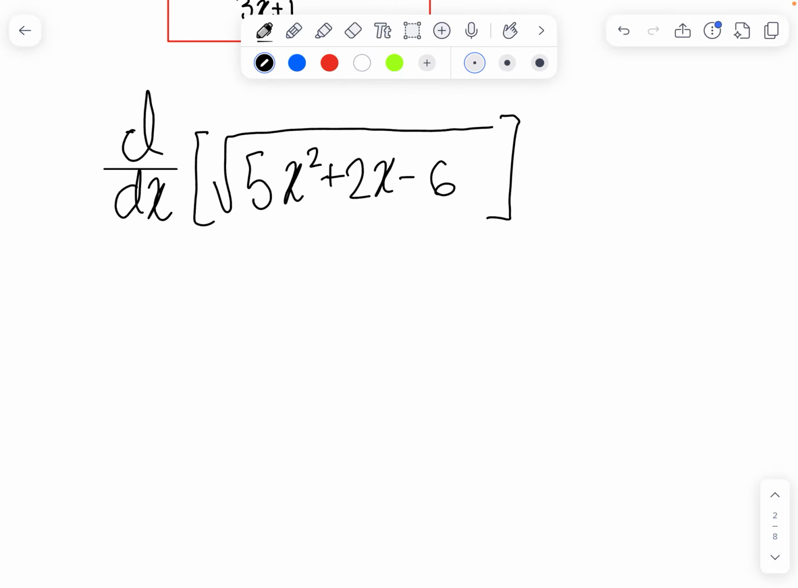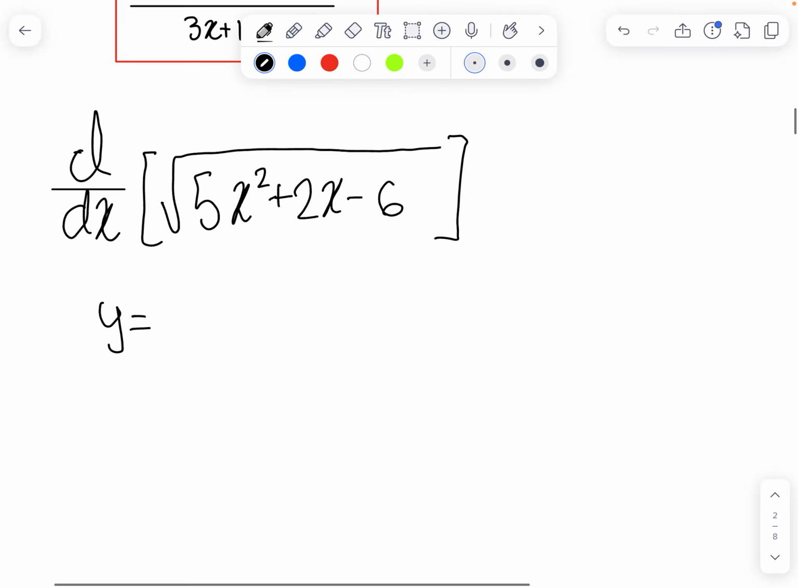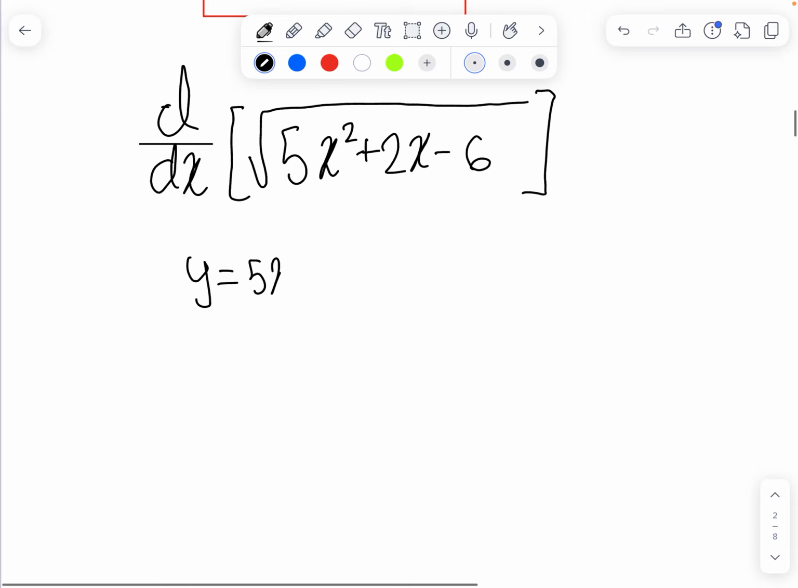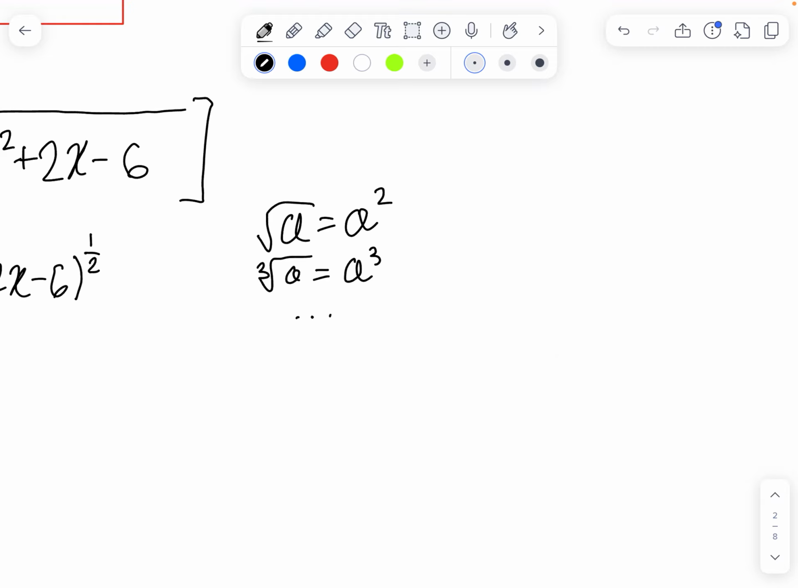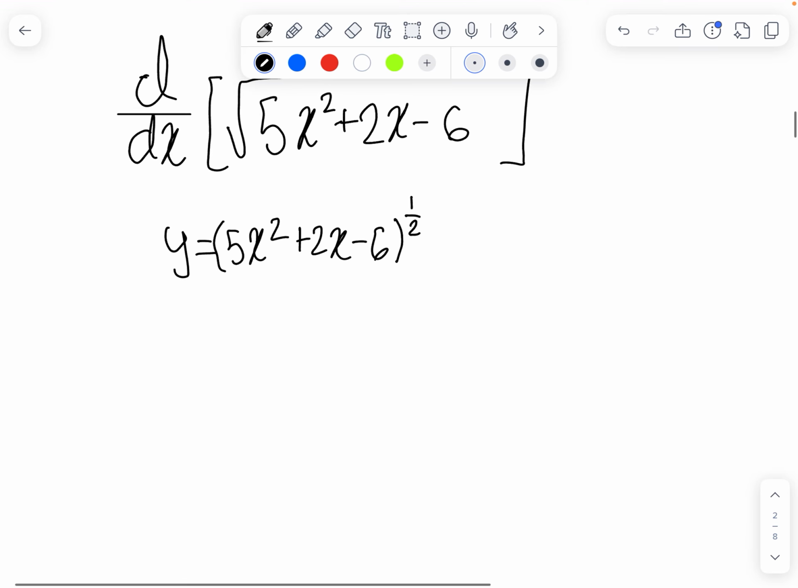So let's get started. First, we let y equal to 5x squared plus 2x minus 6, and this is raised to the power of 1/2. This is because the square root of a is equal to a to the power of 1/2, and the cube root of a is a to the power of 1/3. Hence, the exponential rule for any roots.